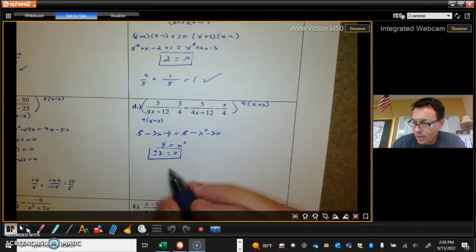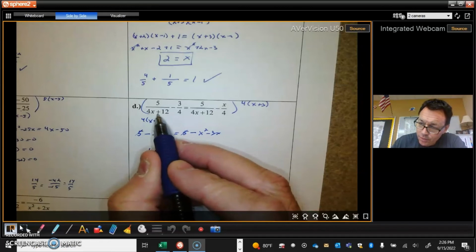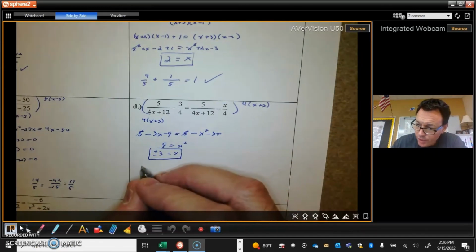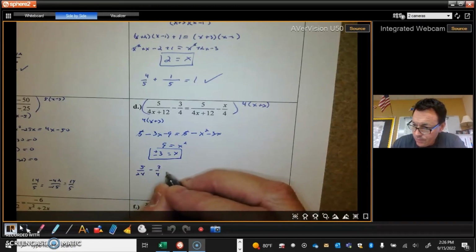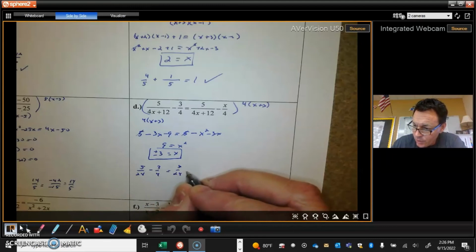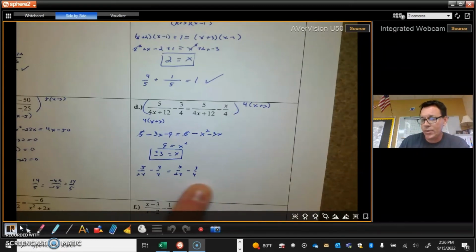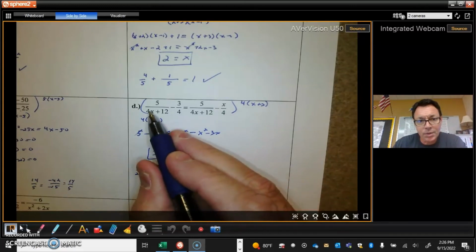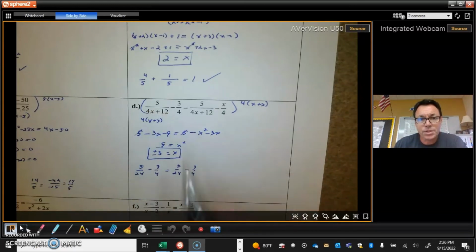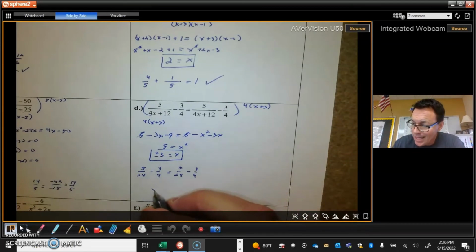We need to make sure they work. So if you plug in a 3 right here, you're going to get 12 plus 12, which is 24. So 5/24ths minus 3/4 equals 5/24ths minus 3/4. And again, you can just tell that those are going to equal each other. No problem. But what about the negative 3? If I put a negative 3 in here, I'm going to get negative 12 plus 12, which is 0, and I can't divide by 0, so that is an extraneous solution. So x equals positive 3 is the only answer that works.